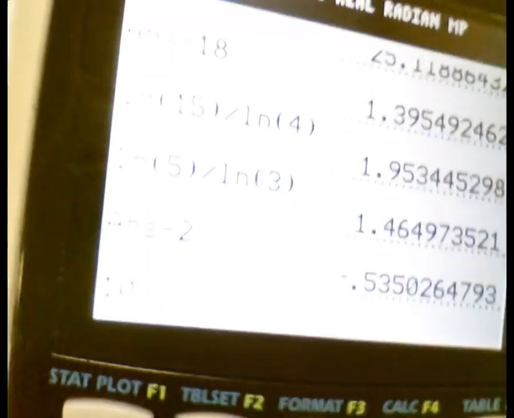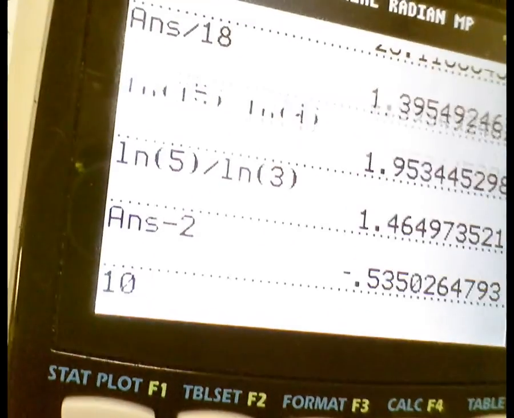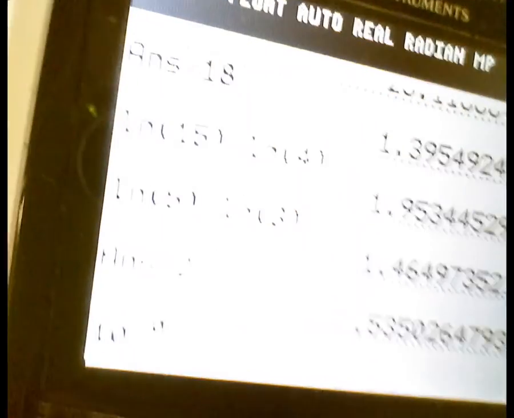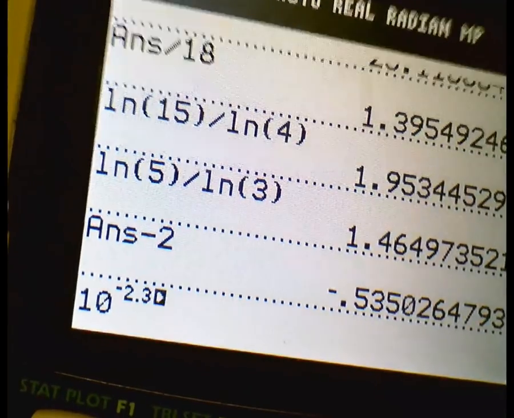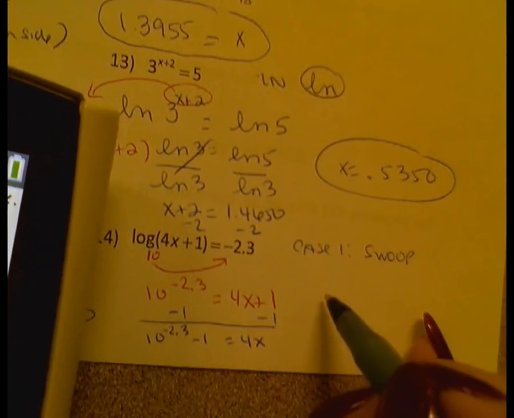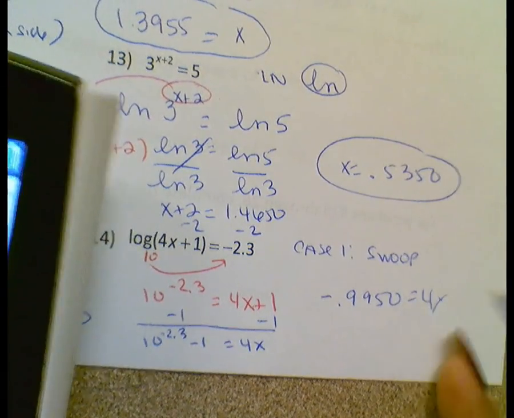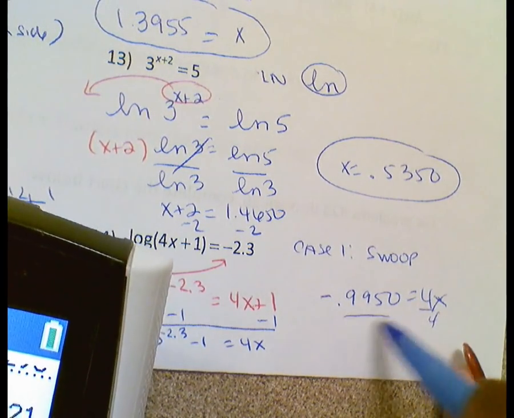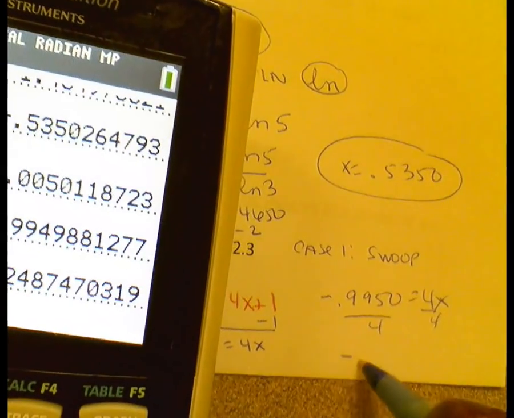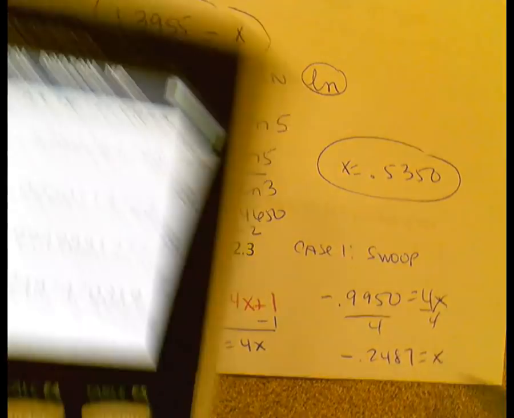10 raised to the negative 2.3 equals, and then I subtracted 1 to get that. So that's, I'm going to write that on my paper. So this is negative 0.9950 equals 4x. And my last step is divide by 4. So it's negative 0.2487.